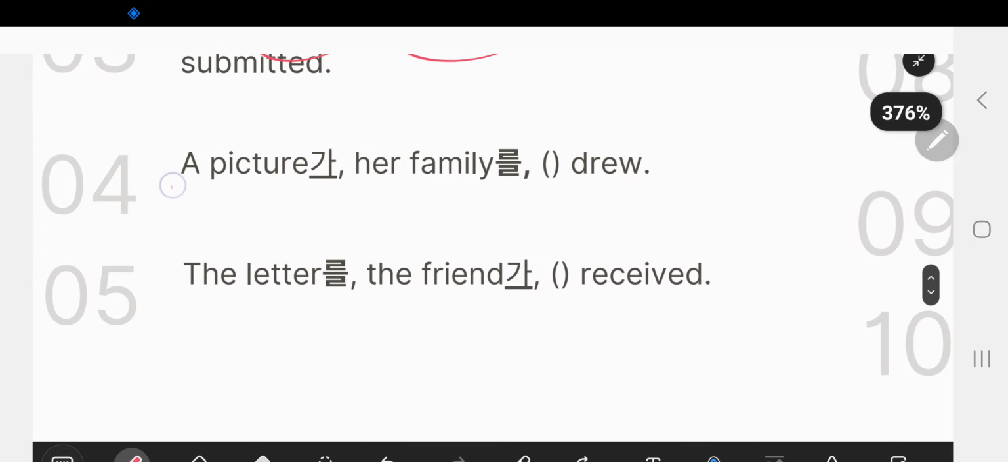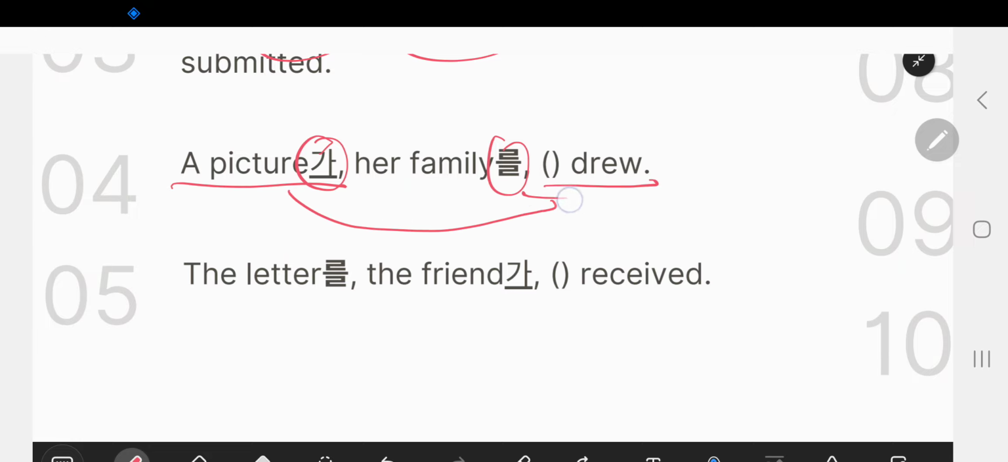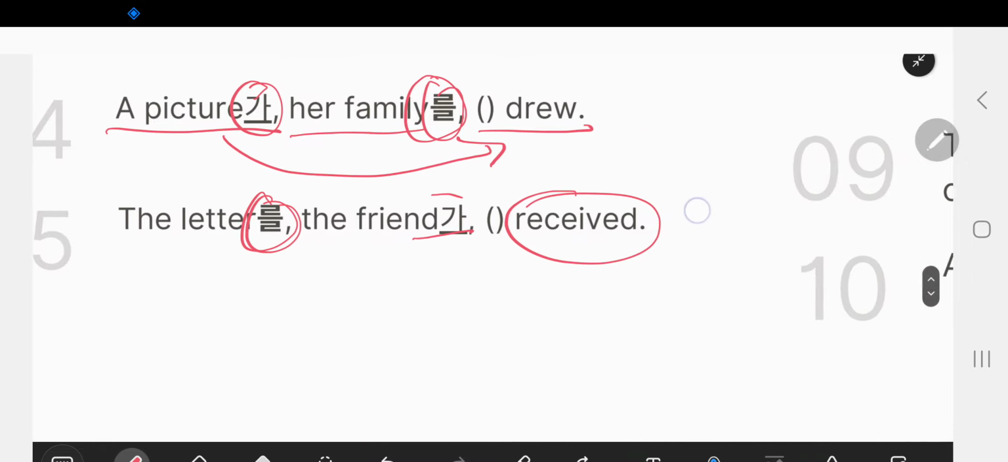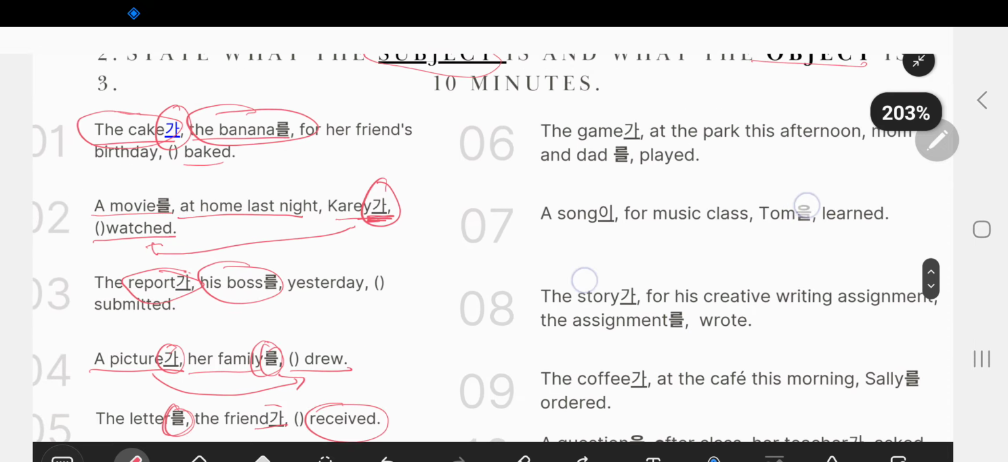So, this is a subject, and her family drew. So the picture drew her family. I know it doesn't make sense, but her family is the object. And then the letter de, the friend de ga, received. This is normal, so the friend de ga is the subject. So the friend, he or she, received the letter. And let's do the next one.